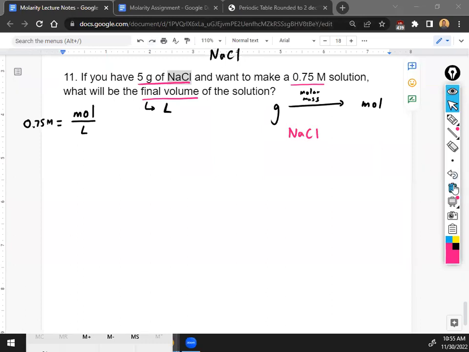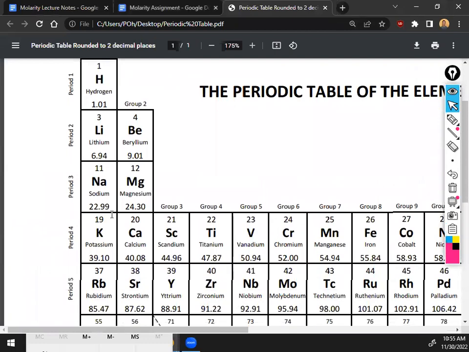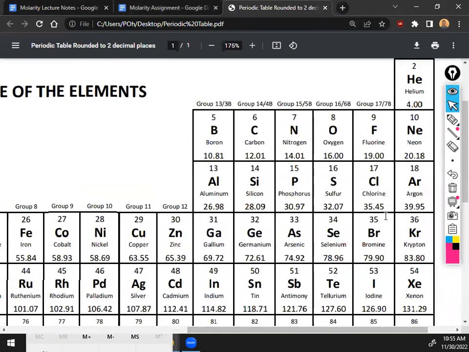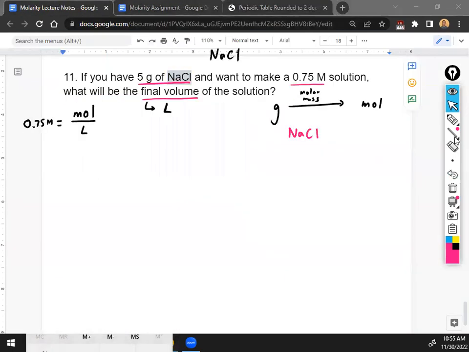Okay, so NaCl. If we go to the periodic table, let's start with Na. Na is 22.99, so we can just write 22.99. And then if we go to Cl, Cl is 35.45. So we can just add those two together, and that will give us the molar mass of NaCl.